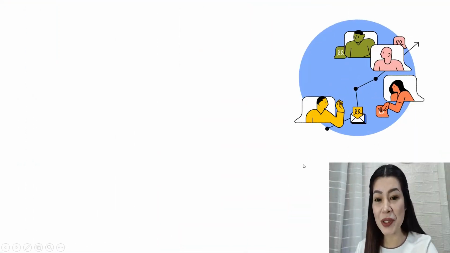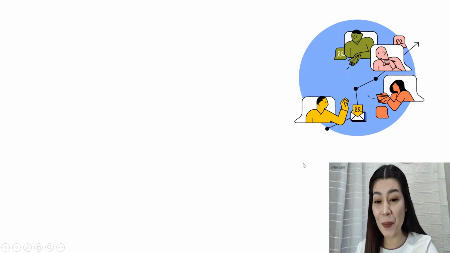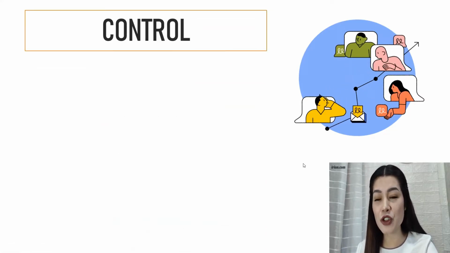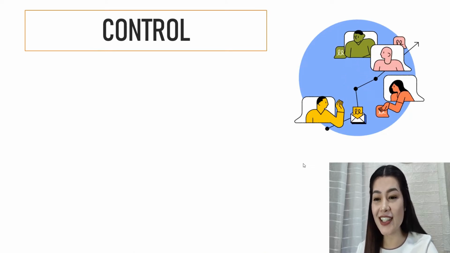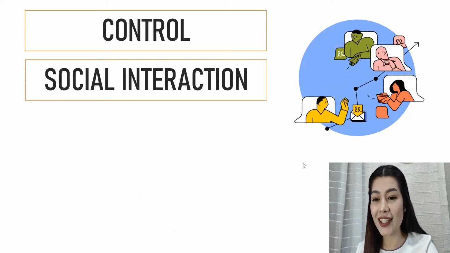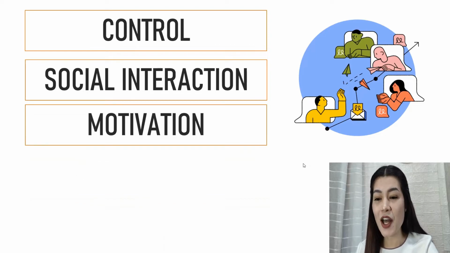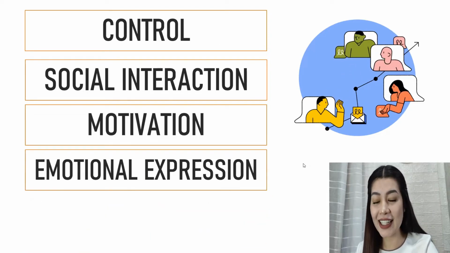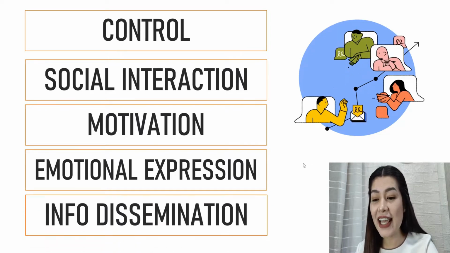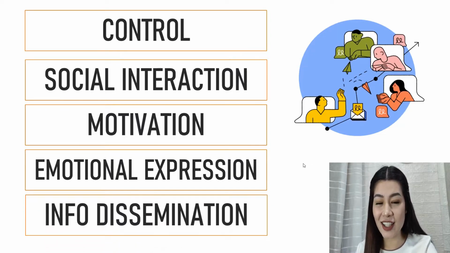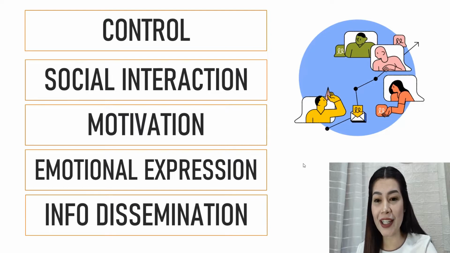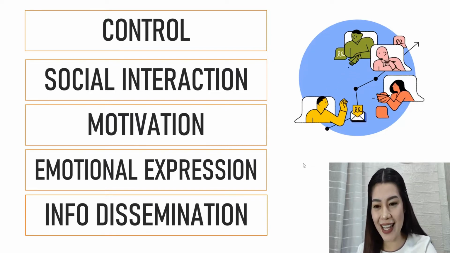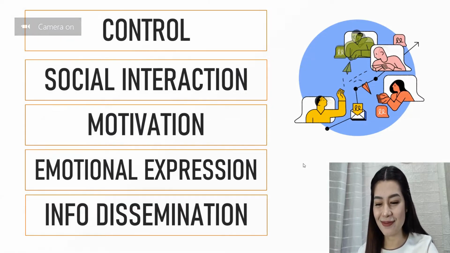There are five functions of communication, my dear students. We have the first one, control or regulation. We also have social interaction, motivation, emotional expression, and the last one, information dissemination. As much as possible, I'll try to explain these concepts briefly in order for you to understand them easily.